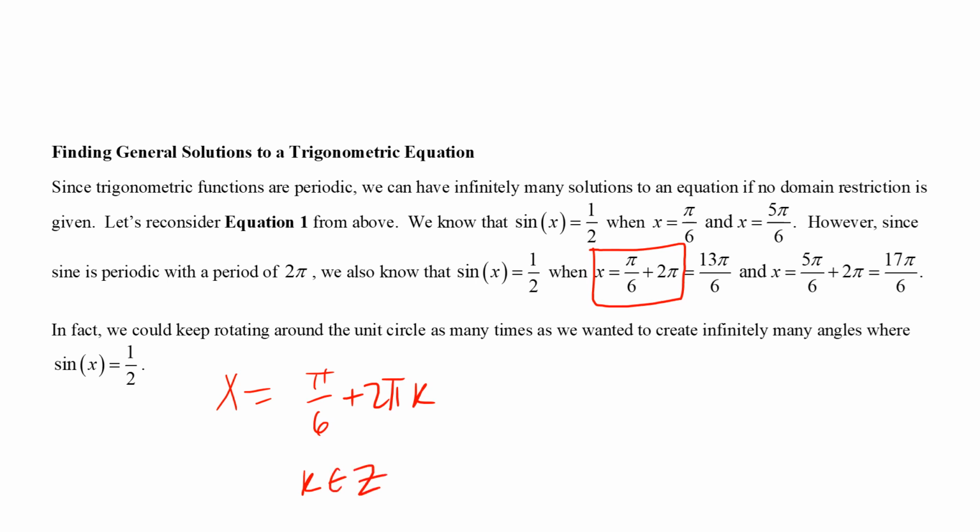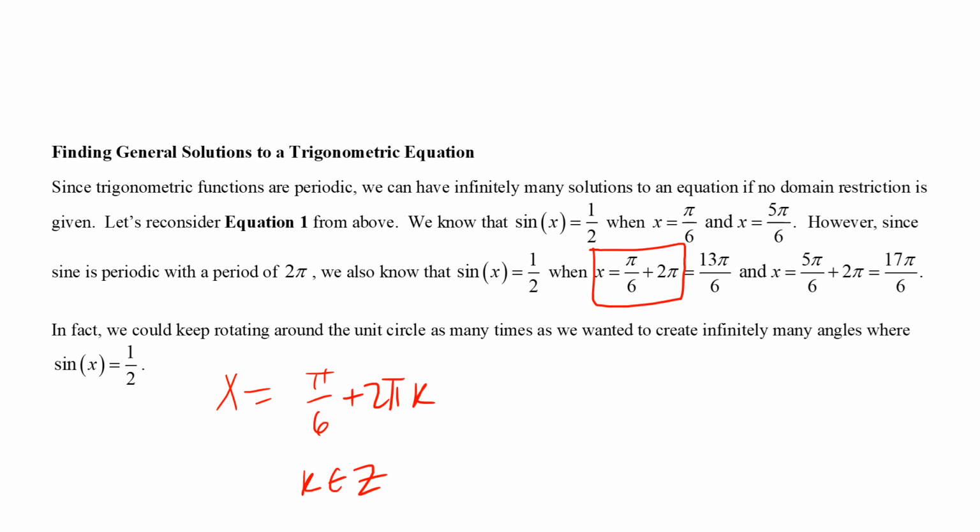That means that k can be 1, 2, 3, 4, 5, or -1, -2, -3. But k is an integer. It just means it can't be a decimal, because it has to be a full rotation, right? Integers are full rotations. So it's 2 pi times k.